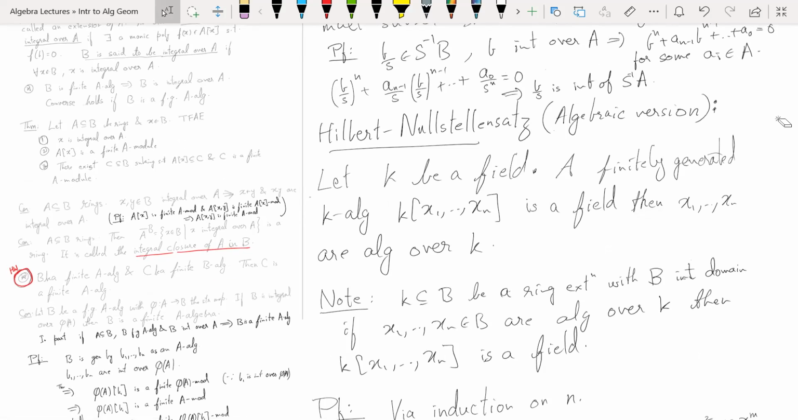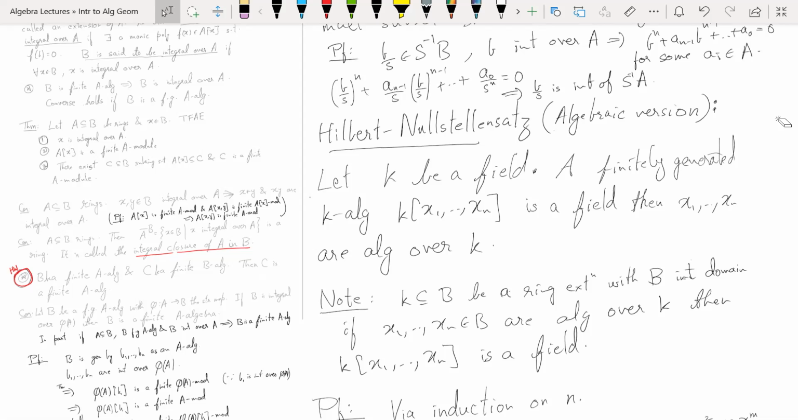I've started with this algebraic version, and this essentially implies all the other versions. So this is the base case, let's say, a base version. Let K be a field, A = K[x1, ..., xn] a finitely generated K-algebra, such that this algebra is a field. If a finitely generated K-algebra is a field, then what you can conclude is that x1 to xn are algebraic over K.